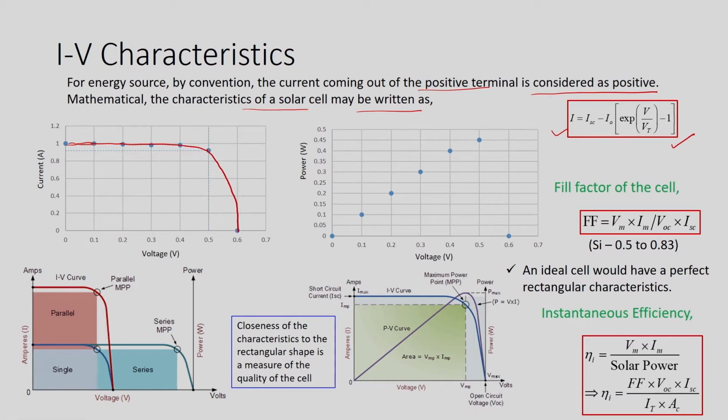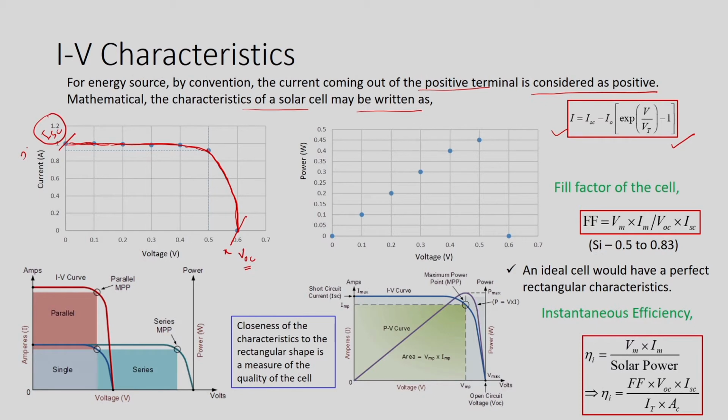So, how does it vary? Initially the current will be almost constant, and then it sharply decreases to 0. If we consider this the x axis and this the y axis, the intersection with the x axis gives VOC and the intersection with the y axis gives ISC. These ISC values are very sensitive to solar insolation, but VOC not so much.